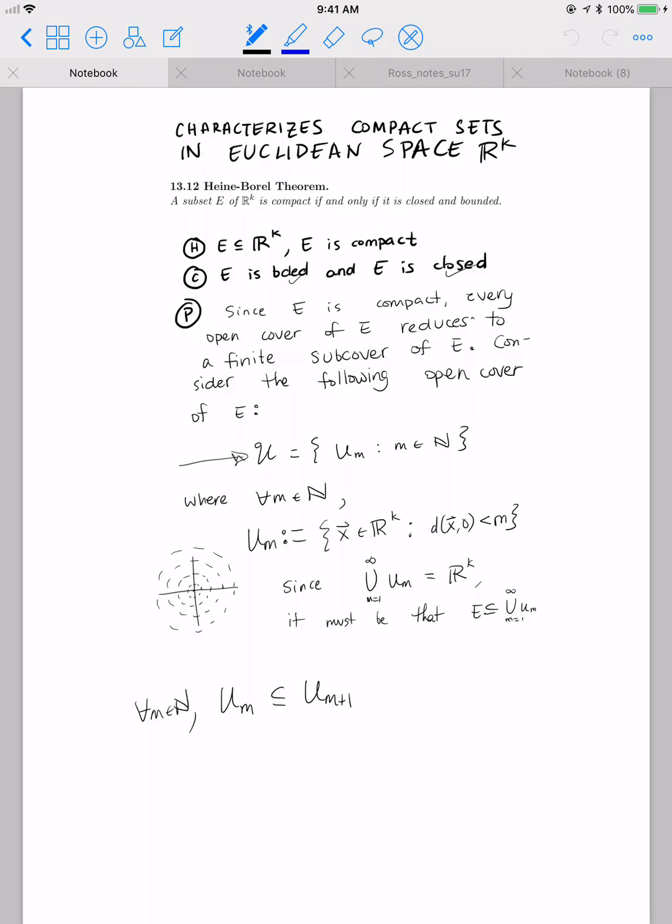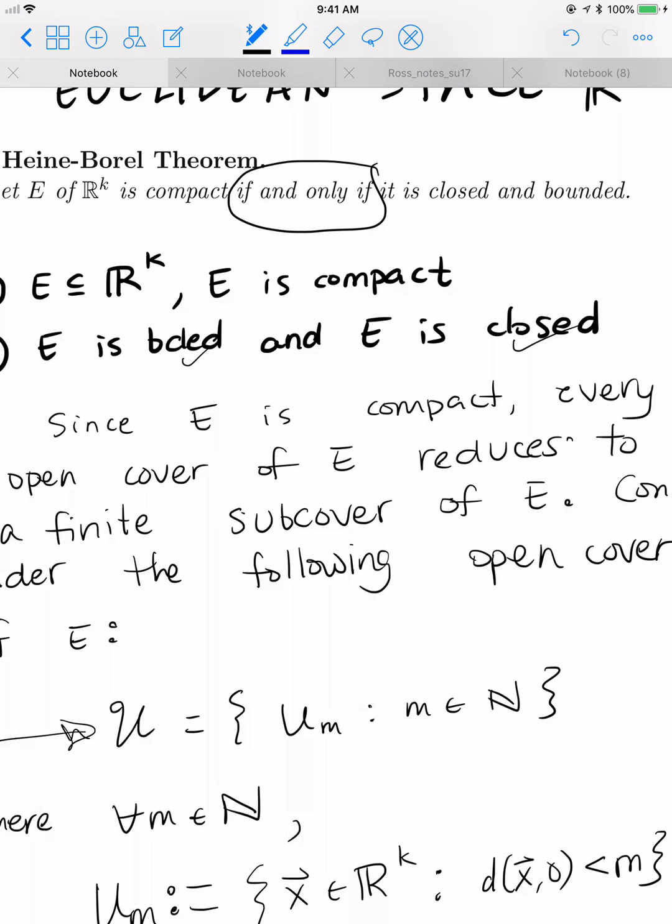And the second part of this proof, because this is an if and only if statement, will be to show that if you have a set that is closed and bounded, then it is compact. The other direction of the proof, I will leave to you. It requires Proposition 13.13 in the textbook. So go ahead, read that, and then you'll be able to understand the second implication in this proof.